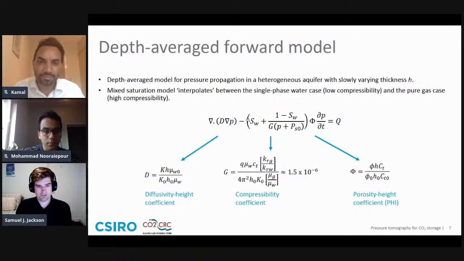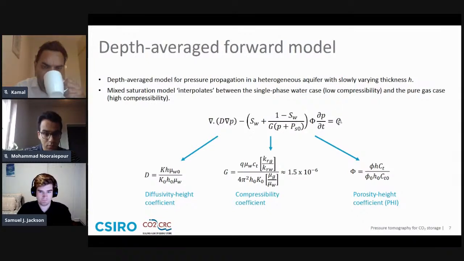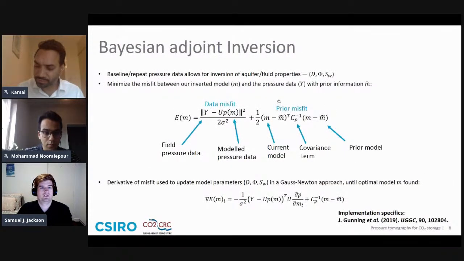And what this allows us to do is model the pressure response for spatially varying diffusivity, phi, and saturation in response to an injection flux Q of water. So if we know the pressure that we're getting in the domain from an injection, we can actually do the inverse process and try and find out what these parameters are based on that pressure response. And we do that in a Bayesian sense.